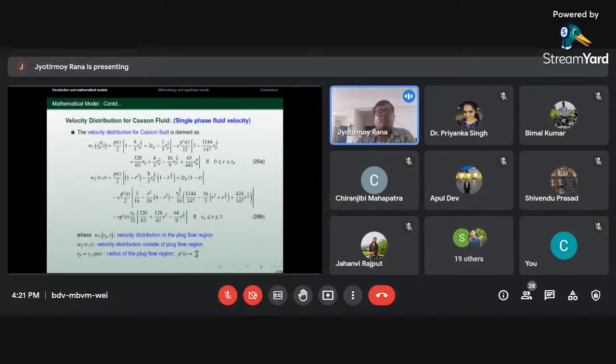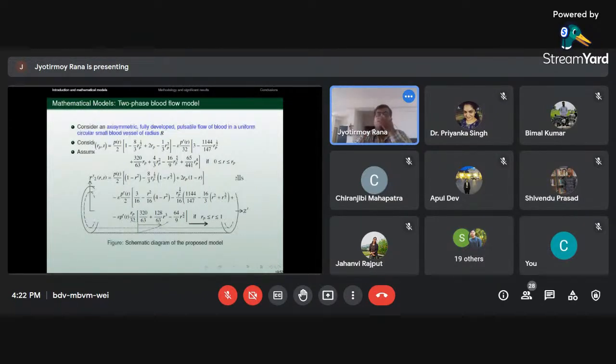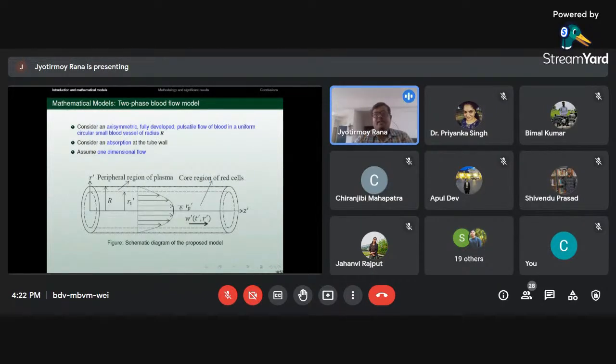So the velocity distribution for the Casson fluid, that is the single phase fluid velocity, we can get from these solutions. W1 is the velocity for the plateau region, and W2 is the solution for the velocity distribution outside the plateau region. So now we have obtained the velocity profile for the single phase fluid model.